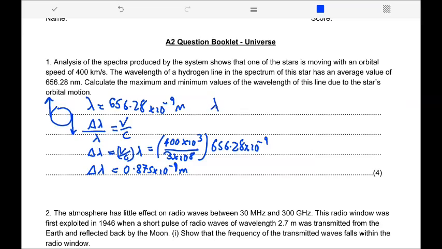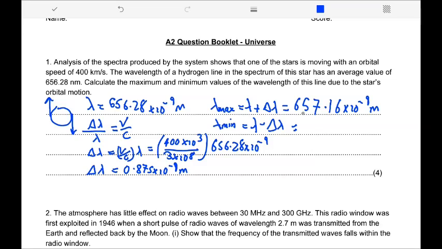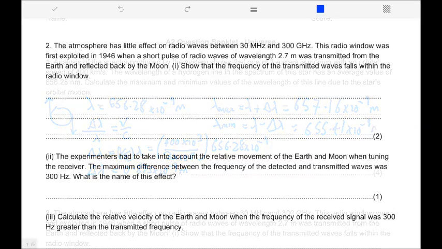So we can just do lambda max equals lambda plus delta lambda. Okay. This gives us 657.16 times 10 to the minus 9 meters, and lambda minimum equals lambda minus the change in lambda, which gives us 655.41 times 10 to the minus 9 meters.